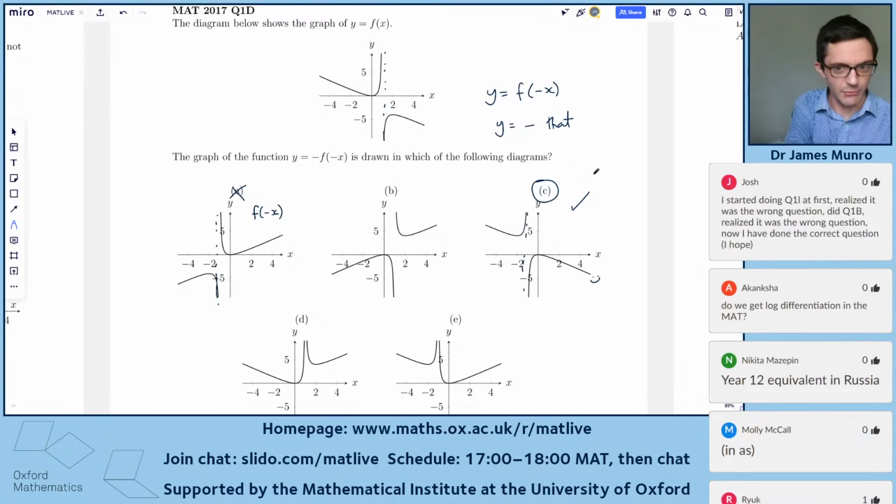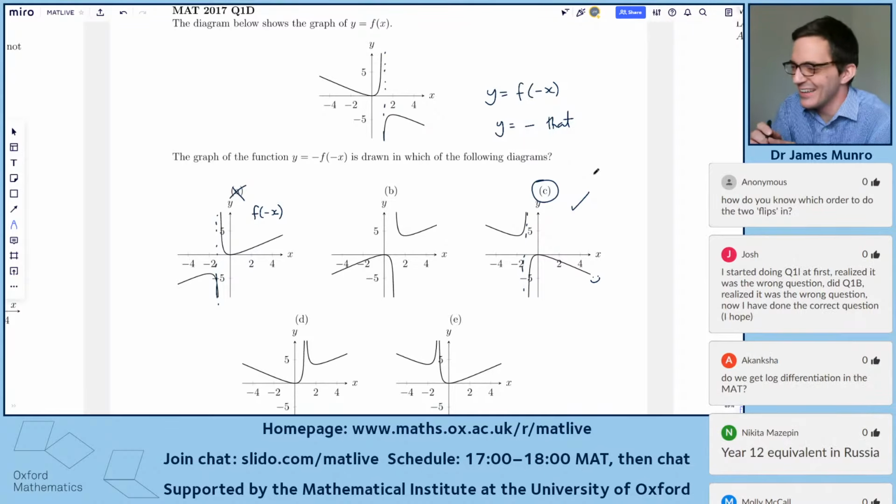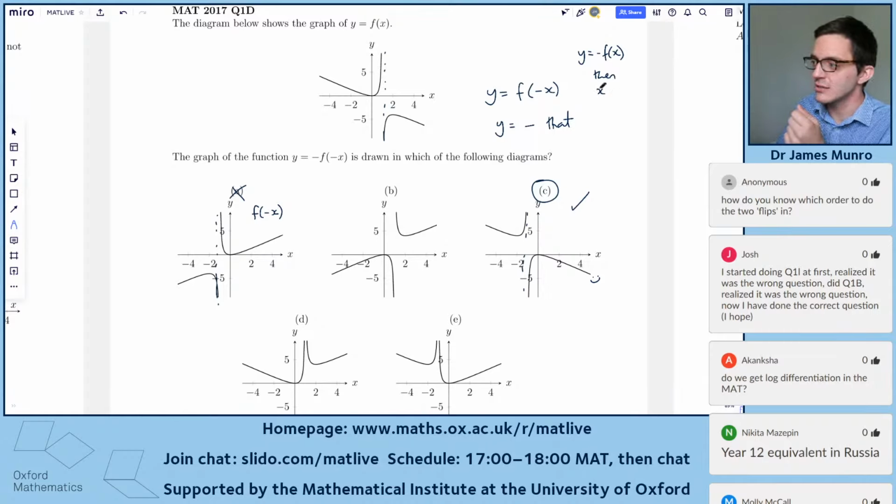I'm thinking really hard. I think it doesn't matter what order you do the flips in. I think it doesn't matter because you could do y is minus f of x. That's your reflection in the x-axis, and then a reflection in the y-axis means replace all the x's. So x sort of becomes minus x. You replace all of the x's with minus x's, which will give you y is minus f of minus x. So that's all right. You can do them in the other order as well.